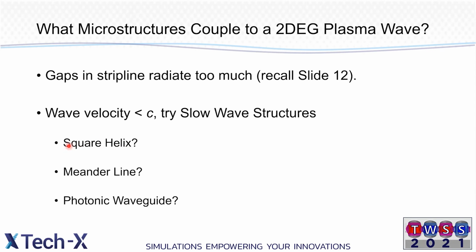Of course, the best traveling wave tube is a helix. Maybe we could put a square helix around this sheet of current. There are meander lines we could use, and maybe even a dielectric photonic waveguide. And so these are ideas that we take from the vacuum electronics world and see whether maybe we could bring them over to the solid state world.